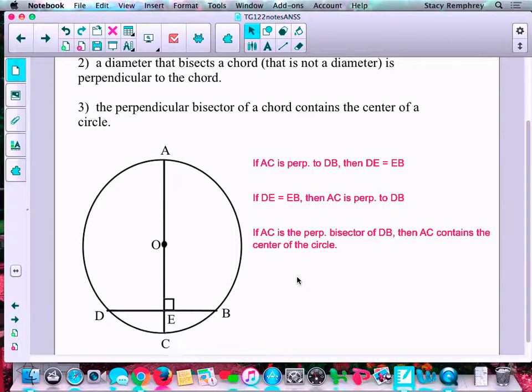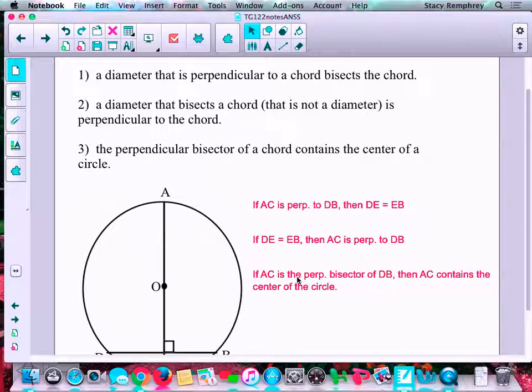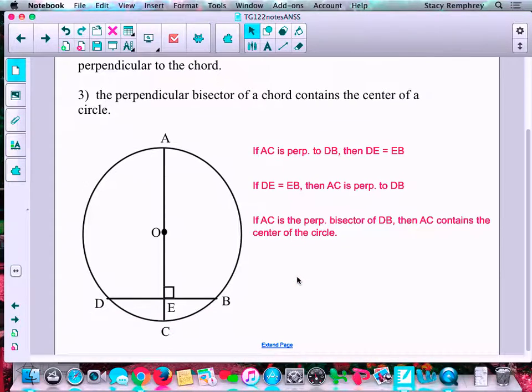Okay. Down here, a diameter that is perpendicular to a chord bisects the chord. Notice it says diameter. It isn't just any line that is perpendicular to the chord. So this is a diameter. It is perpendicular to chord DB, and therefore it bisects chord DB into DE and EB. You can see that here.